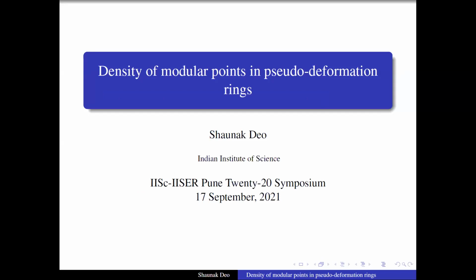The title of my talk is Density of Modular Points in Pseudo-deformation Rings. The plan for today is that I will give some motivation for the questions I want to study, and then I will define the various objects that I'll be working with. Then maybe some history, then the aim and setup, and then a description of the main results. Depending on the time, I might say something about the proof, but because this is just a half-hour talk, I'm not sure if I'll get to the proof setup. Okay, so let's begin.